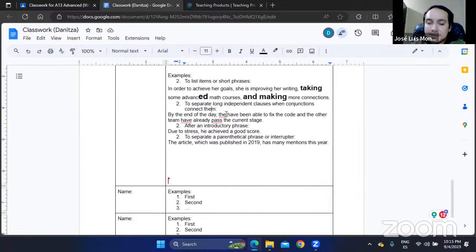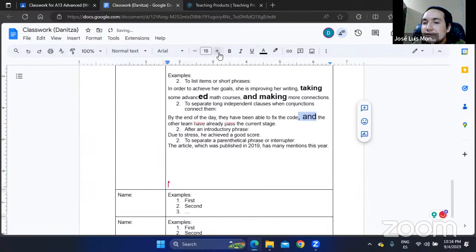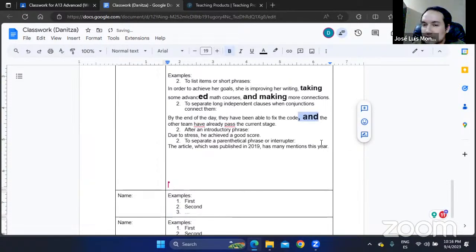I believe this is they, right? This is just a misspelling, so it's not going to be with you. They have been able to fix the code, but here you're missing the most important rule, and it's this one. And also remember, this time is okay, but you have to try to use other coordinating conjunctions.